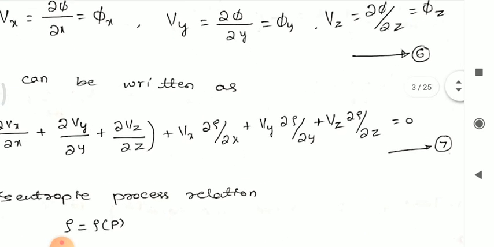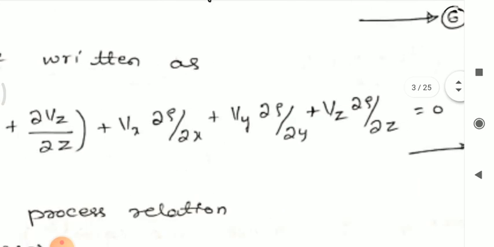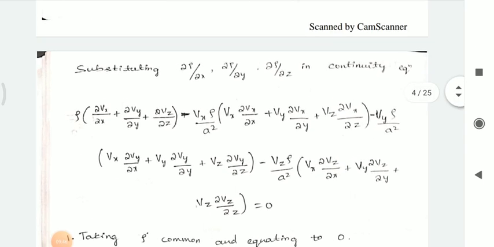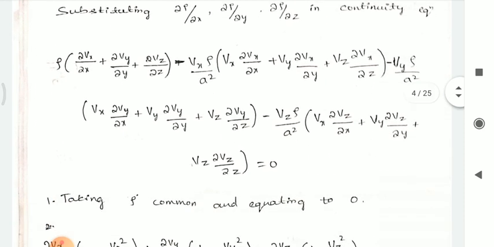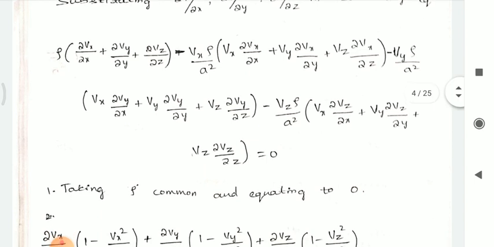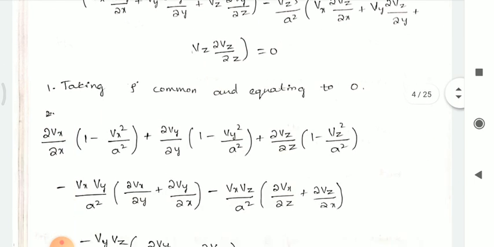Here ∂ρ/∂x, ∂ρ/∂y, ∂ρ/∂z, whatever we have in these equations, we have to substitute from those equations. Then we'll end up having this particular equation. From this equation, you have to take rho common, because rho is everywhere throughout the equation. Rho into something and then Vx ρ/a² into something. So rho is everywhere throughout the equation. Take rho common and equate it to 0. You will be left with only this equation.